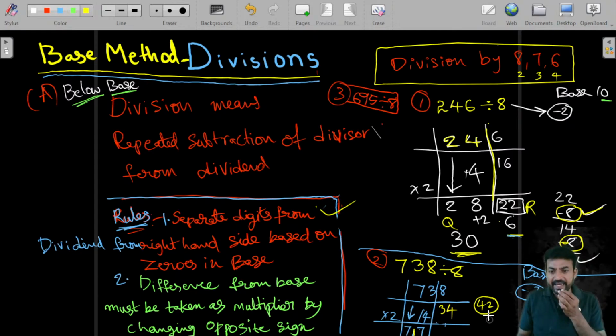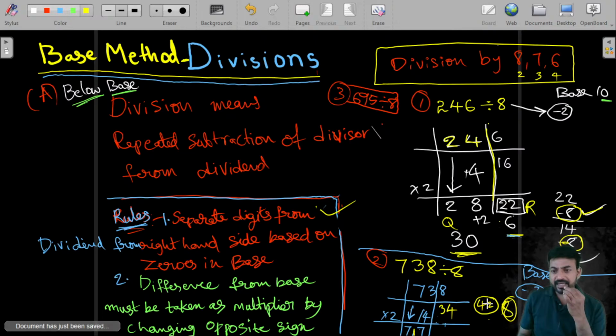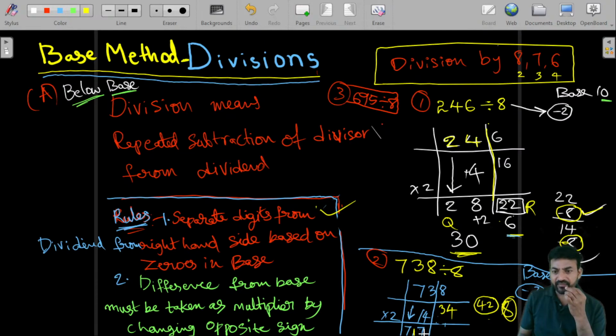Okay. How many 8s are there in 42? How many 8s can you subtract from this 42? For example, 5 8s are 40. So 5 8s are there in this 42. So you have to add that 5 here. Here we have 87. See, remember, this carryover makes it 8 and 7.